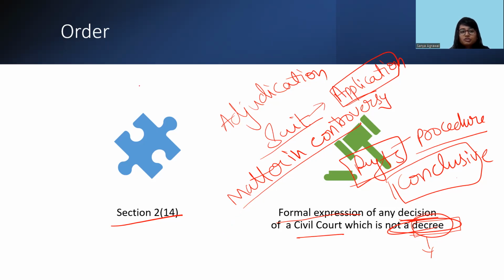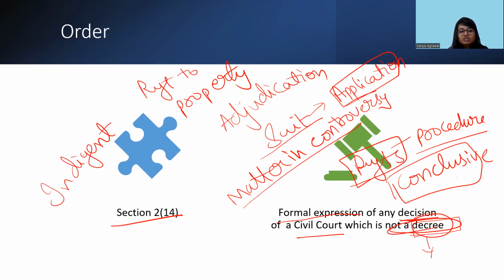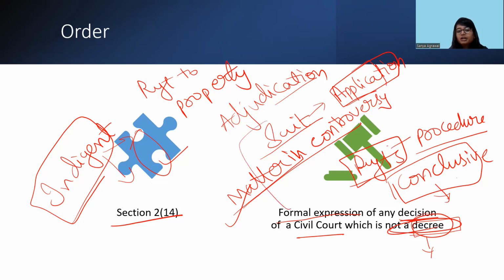For example, if there is a suit related to the right to property over a particular property or building. Now, here the person who is a plaintiff has filed an application saying that I am an indigent person and I should be allowed to file as an indigent person. This indigency is not a matter in controversy. If the court decides that the person is an indigent or is not an indigent, the decision of the court will be an order and not a decree because it is not related to a matter in controversy. Secondly, it is filed as an application. So even if the court is adjudicating in that matter, determining the right, whether it will be allowed or not, and conclusively determines that he should be allowed or not, then again it will not be a decree.